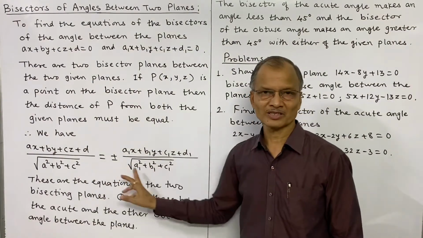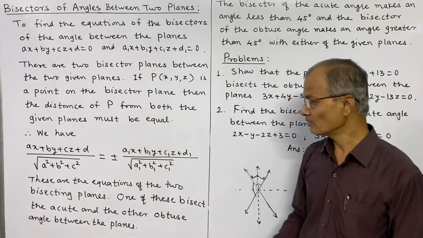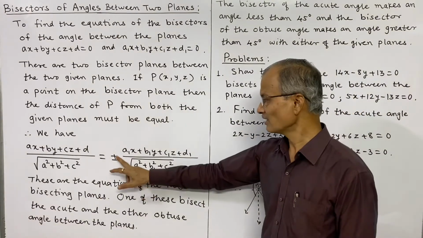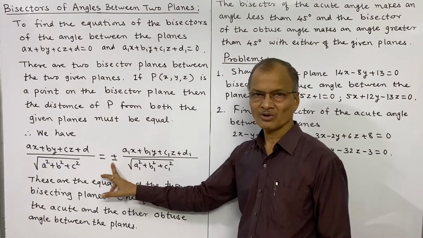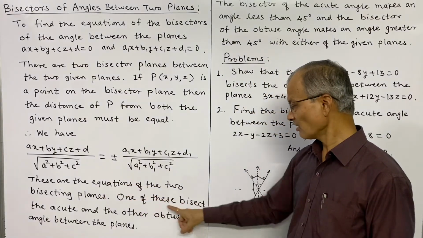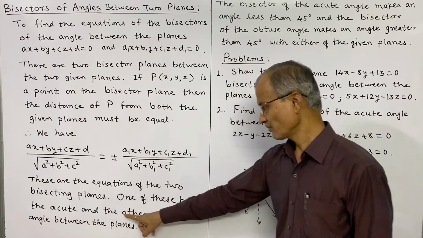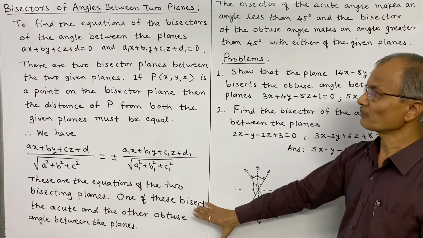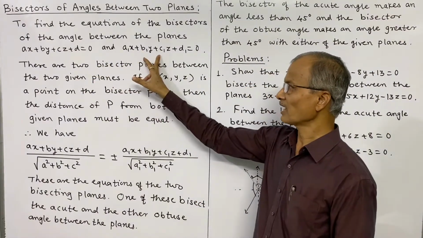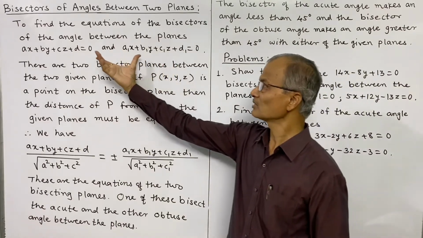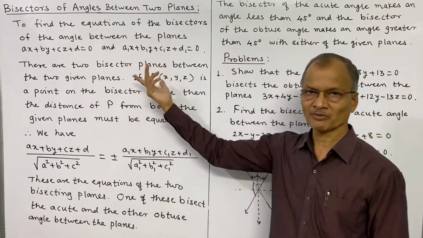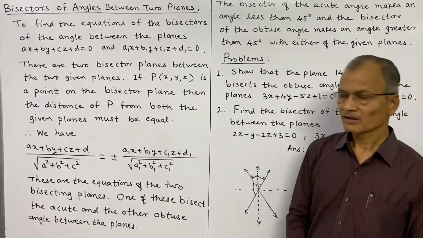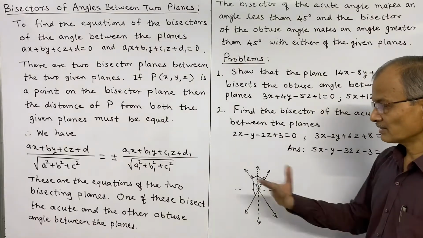Simply we have to write these two expressions and simplify. That will give two separate equations of plane. How to get two equations of plane? One will correspond to the positive sign, another will correspond to the negative sign after simplification. And one of these bisects the acute angle and the other bisects the obtuse angle between the planes. So this is simple. If two equations of the plane are given, we take a point and use the formula of perpendicular distance between point and plane. We get this direct relation. Simplify it, that gives the two bisecting planes. And one bisects the obtuse.